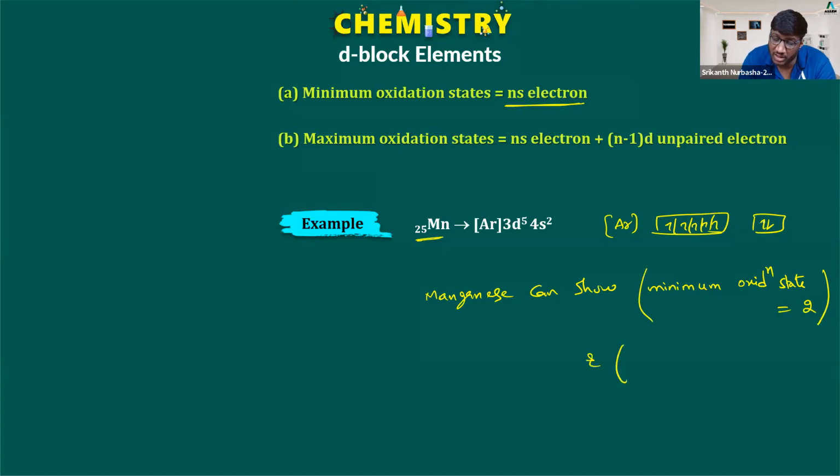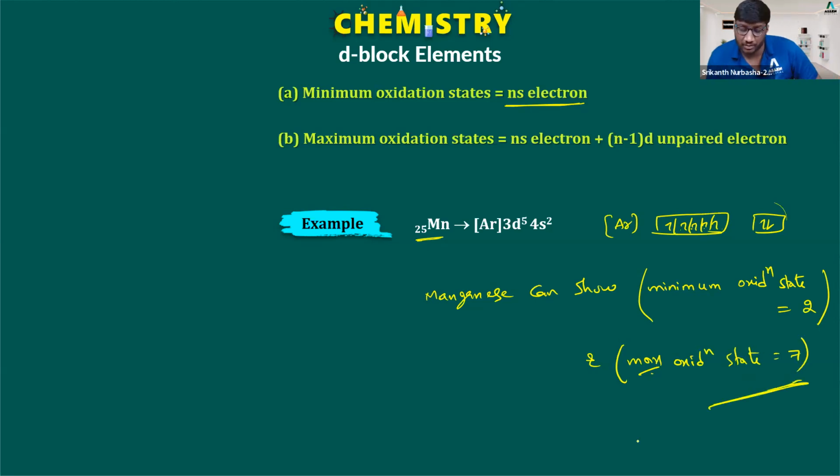And the maximum oxidation state is the ns electrons plus the number of unpaired electrons. How many? 1, 2, 3, 4, 5. And the maximum oxidation state is 7. Right? That is how you can understand it from the electronic configuration of manganese.